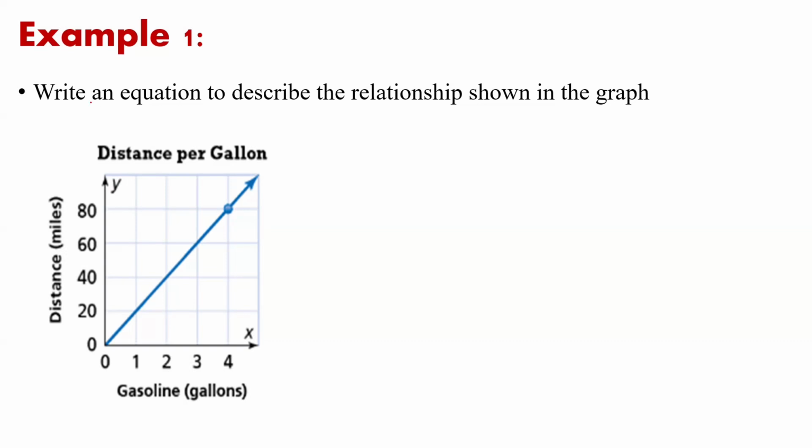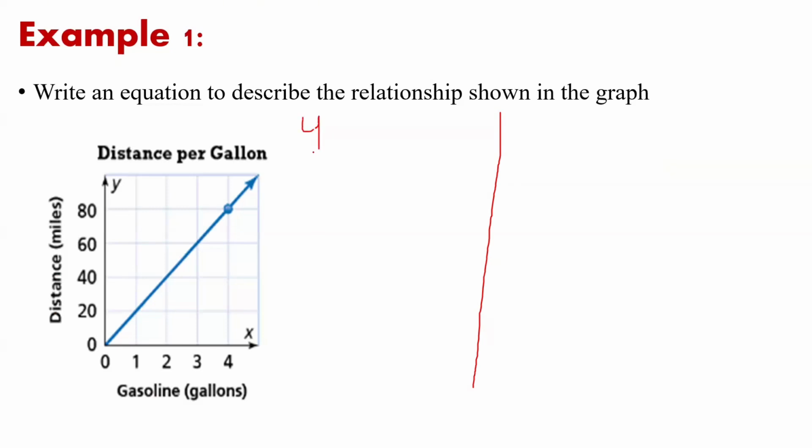Looking at example number 1, it says, write an equation to describe the relationship shown in the graph. All this is saying is, what equation can we use to describe the relationship between these two quantities, the distance, which is miles, and the gasoline, or gallons, that you use to travel that distance. In order for us to write the equation, we need to find the slope.